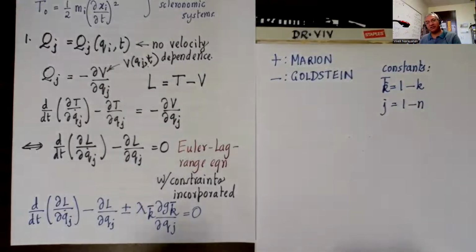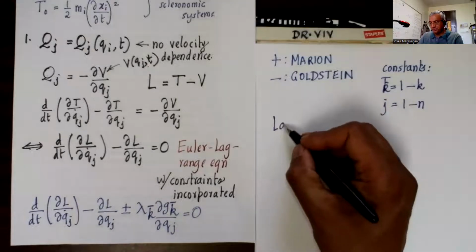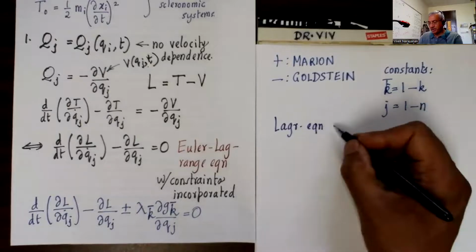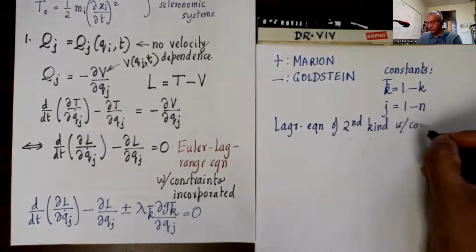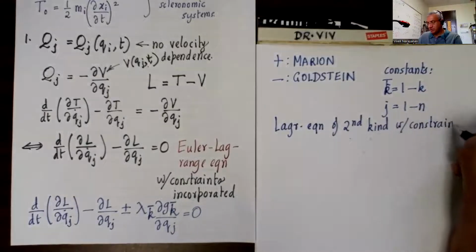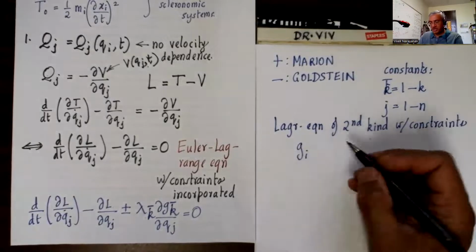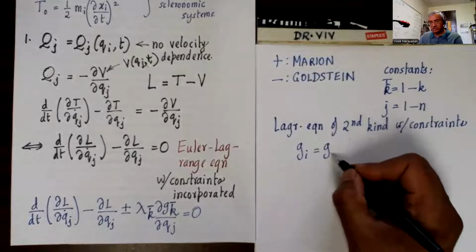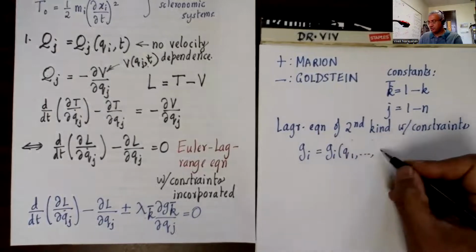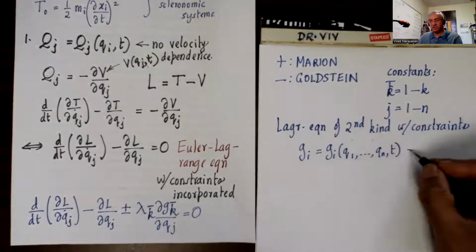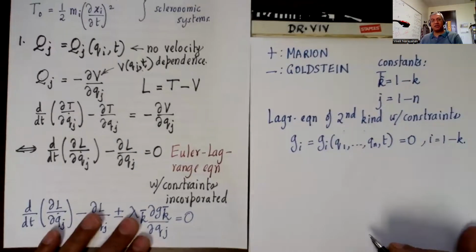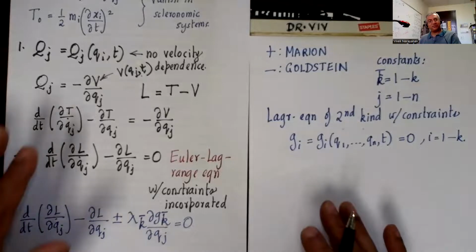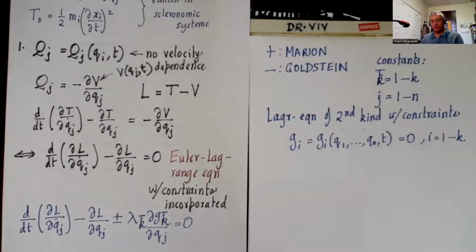So this time the constraints have not been incorporated, but have been kept explicitly. So this is called a Lagrange equation of the second kind with constraints, as follows. You have k constraints of the form gi equals gi as a function of q1 up to qn, comma t, equals 0. So i goes from 1 through k. All right, so that completes the theory of generalized forces of that type.